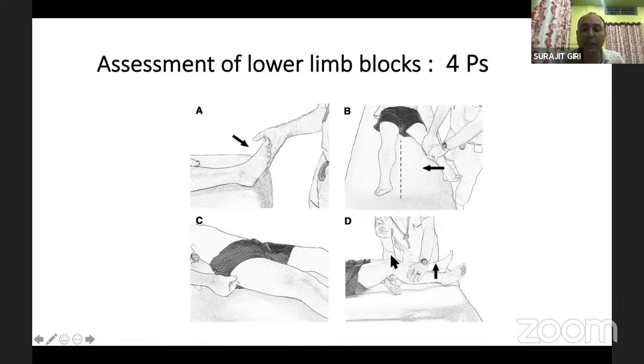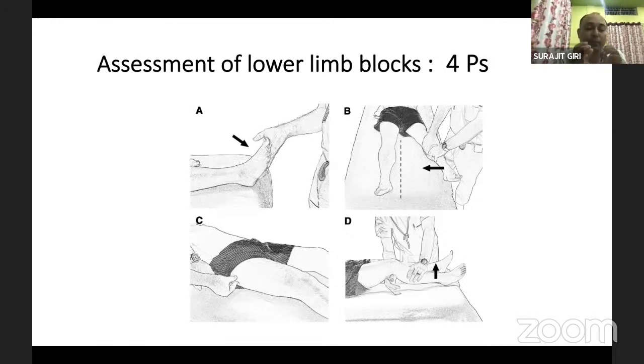If he cannot do this, it means the tibial nerve is blocked properly. If he cannot do this, pull inside, it means the obturator nerve is blocked properly. And if your patient is not getting any pain sensation over the lateral part of the thigh, it means the lateral femoral cutaneous nerve is blocked. And if he cannot punt, meaning kick in the air, the femoral nerve is also blocked. So everything is blocked. The patient is now ready for surgical anesthesia.